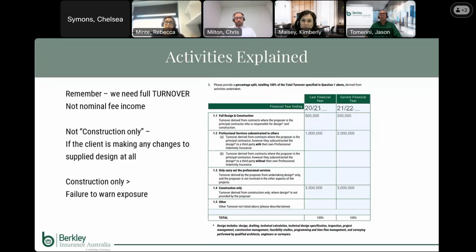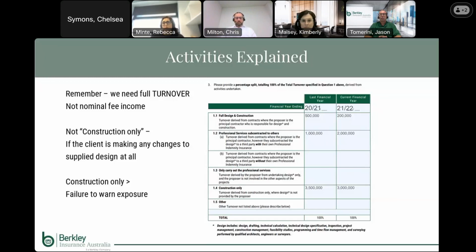We still often get this section completed incorrectly. For example, if the client thinks that they are paying an engineer $20,000 for engineering work on a project, they sometimes think that this is the only figure that they need to input in section 1.2. However, if they are engaging an external engineer at all on that project, then they need to input the entire turnover for that project in section 1.2, not just the fees they are paying to the external design or advice.